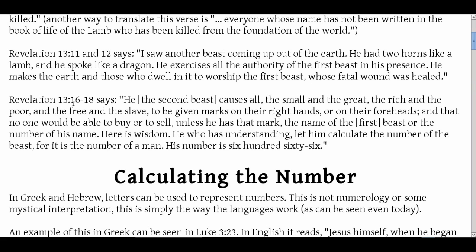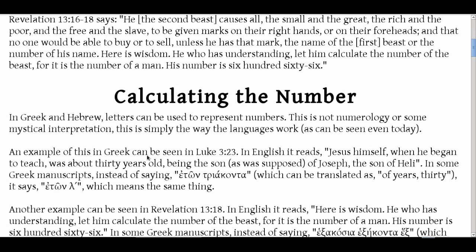Revelation 13:16 through 18 says, "He," in other words, the second beast, "causes all, the small and the great, the rich and the poor, and the free and the slave, to be given marks on their right hands or on their foreheads, and that no one would be able to buy or to sell unless he has that mark, the name of the first beast, or the number of his name. Here is wisdom. He who has understanding, let him calculate the name of the beast, for it is the number of a man. His number is 666."